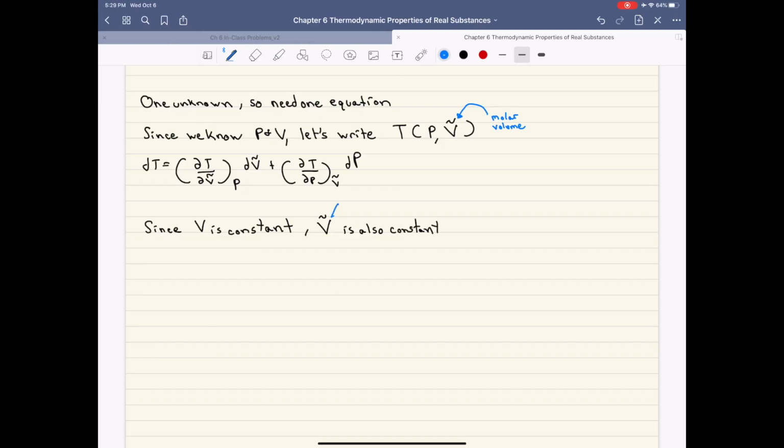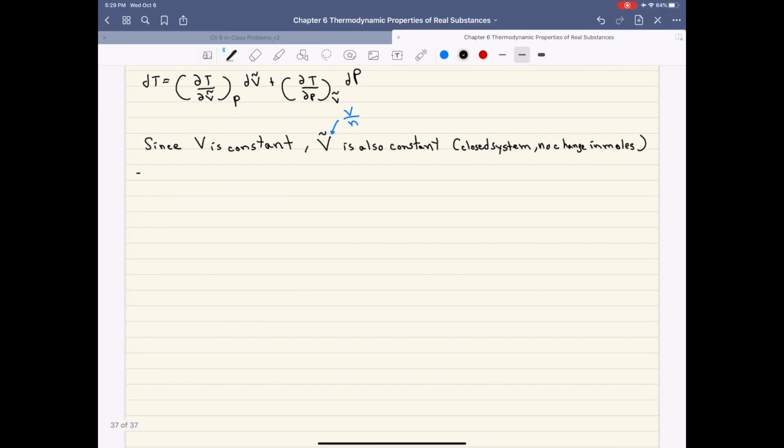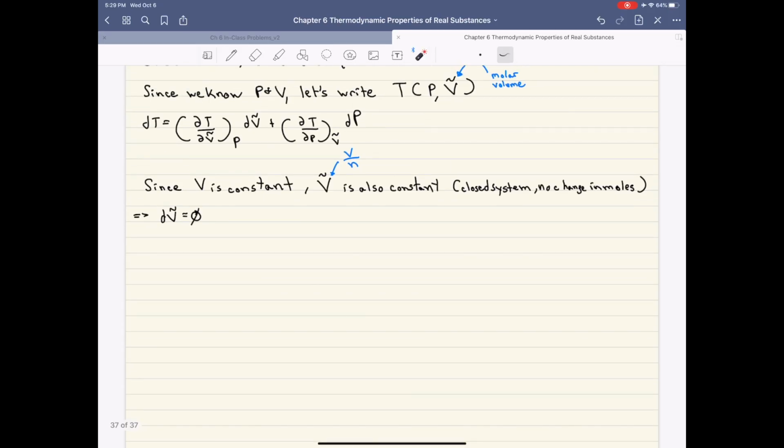Because remember, molar volume is just regular volume over N, and both of those things are constant in this problem. So closed system, no change in moles. And so if there's no change in molar volume, that means dV is equal to 0, and so this term is going to go away.